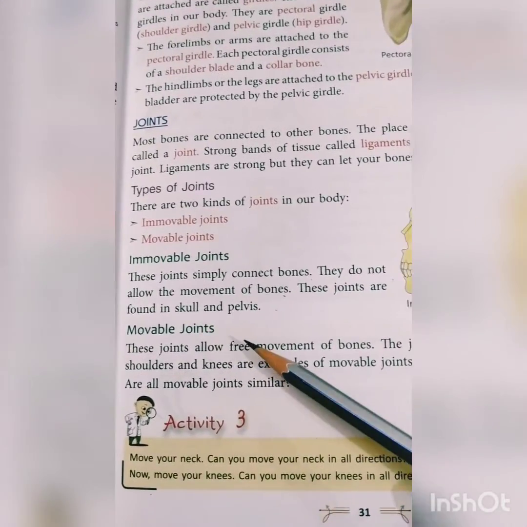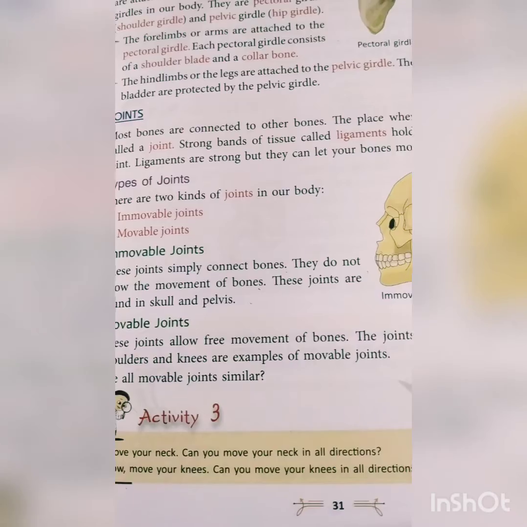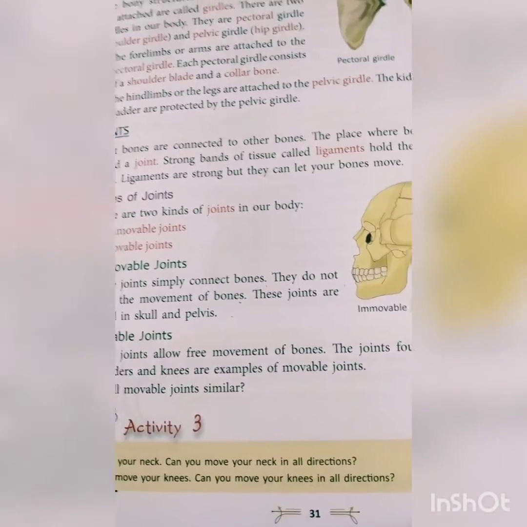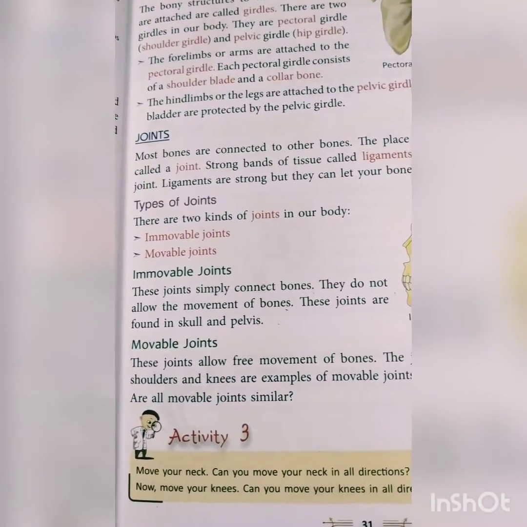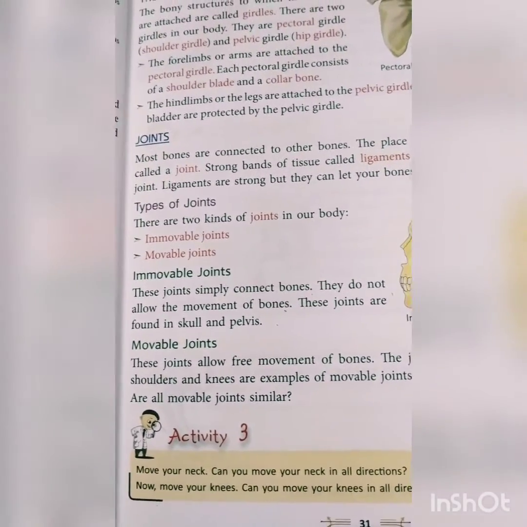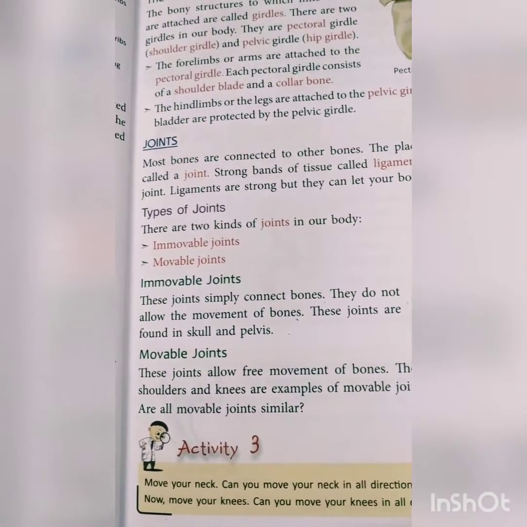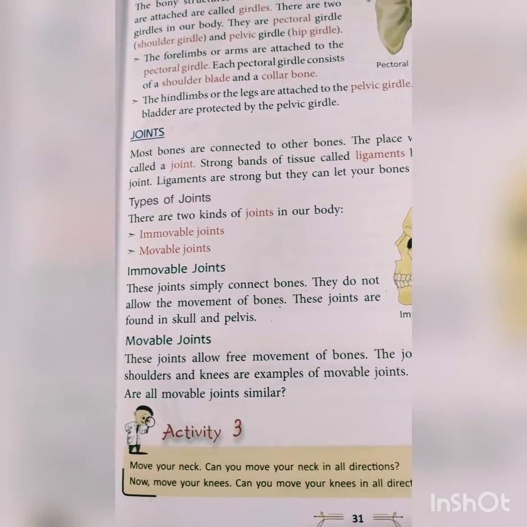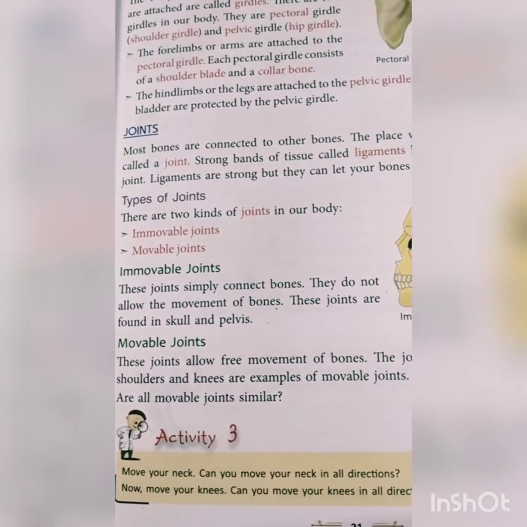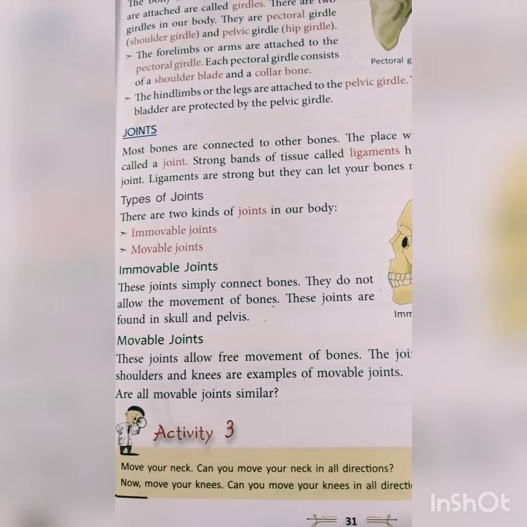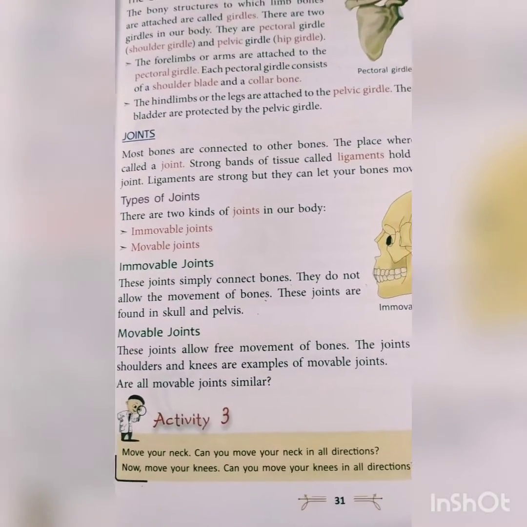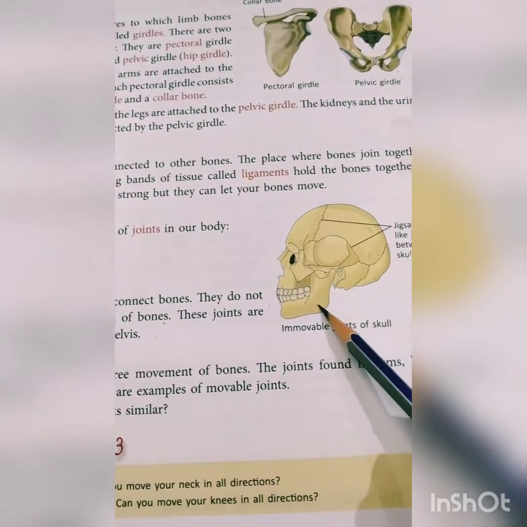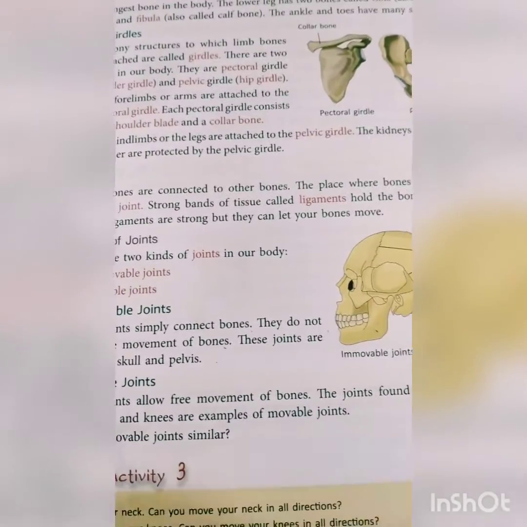Now we'll discuss movable joints. These joints allow free movement of bones. The joints found in arms, legs, hips, shoulders and knees are examples of movable joints. So most of the joints in our body, like in our arms, in our shoulders, all these limbs, and even our fingers have joints. All these joints are movable. Even in the skull, the lower jaw is also a movable joint.